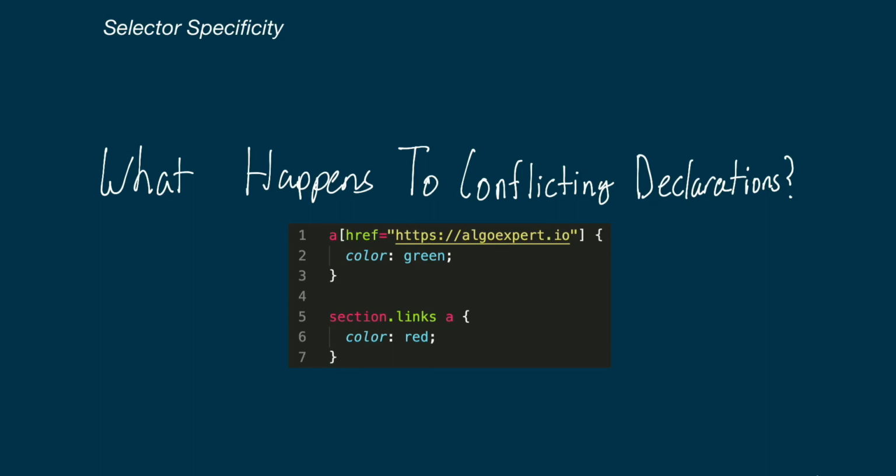In this video, we will be discussing what happens to conflicting CSS declarations. For example, here we have 2 rule sets. The first selects anchor tags with an href attribute of algoexpert.io and sets their color to be green. The second selects anchor tags inside of sections with a class of links and sets their color to be red. But this raises a question: what happens if an anchor tag is inside of a section with class links and it has the href attribute set to algoexpert.io? Will it be green or red?